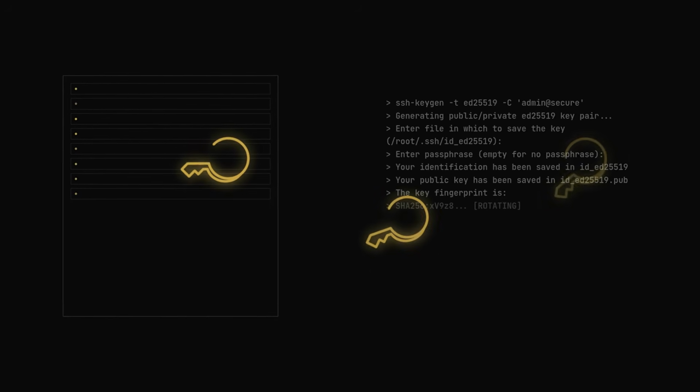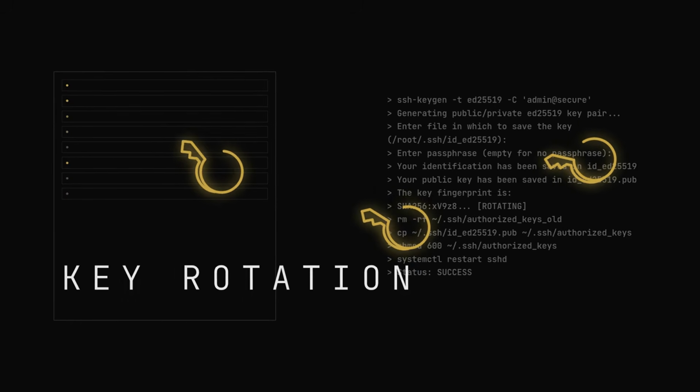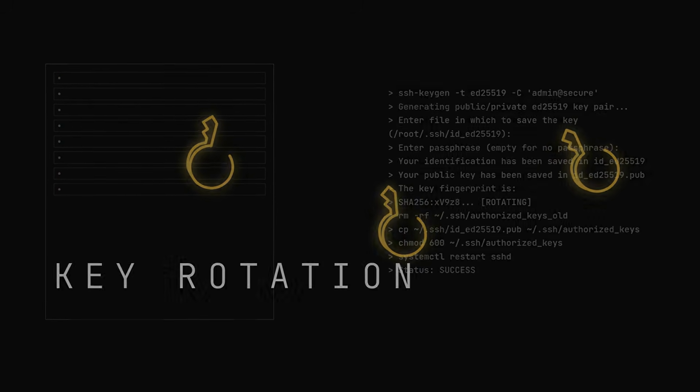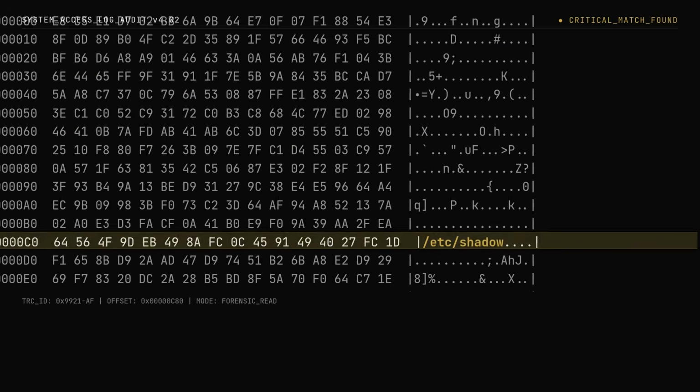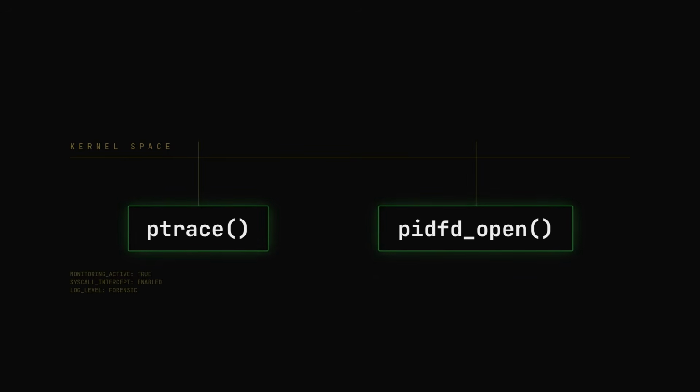If you suspect a system might have been compromised, or if you just want to be absolutely safe, you should rotate all SSH keys on the affected systems. You should also audit your access logs for sensitive files like the shadow password database, and monitor for any suspicious use of ptrace or PIDFD related system calls.